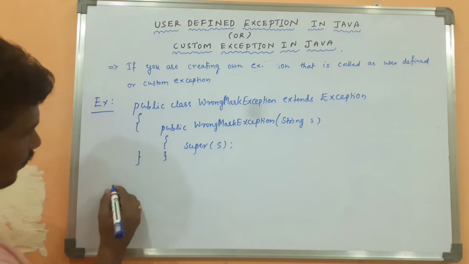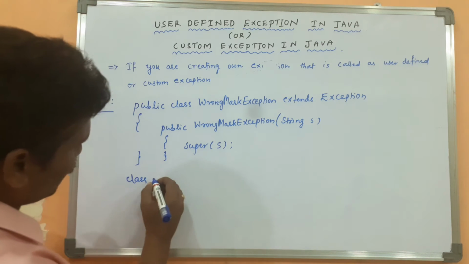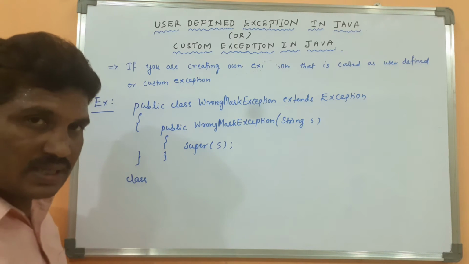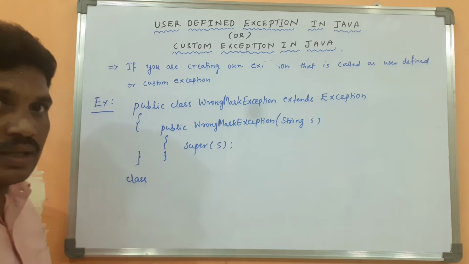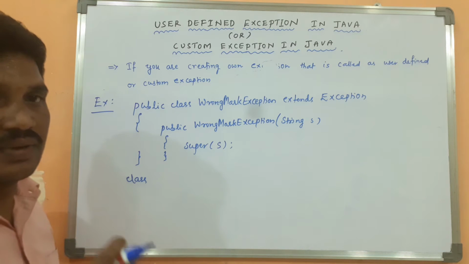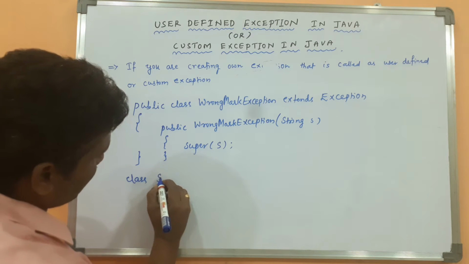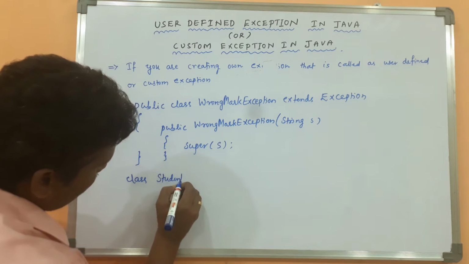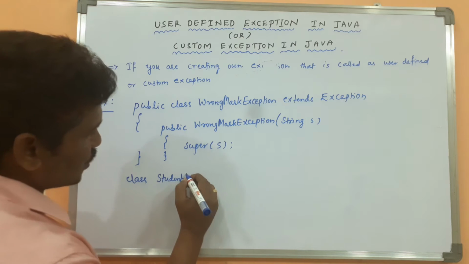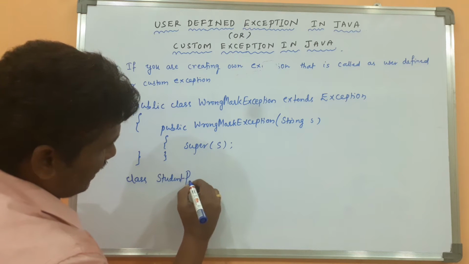Then, class Student. Whenever you give a class name, the first letter must be a capital letter, and in every word the first letter is a capital letter. There are coding standards for naming a class. Let's call it StudentPerformance class.